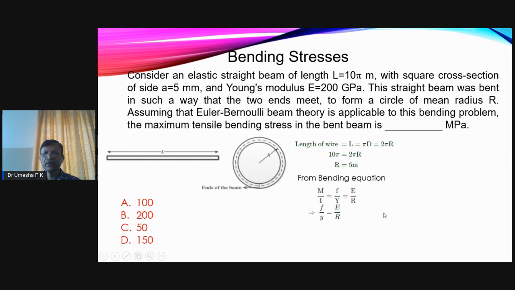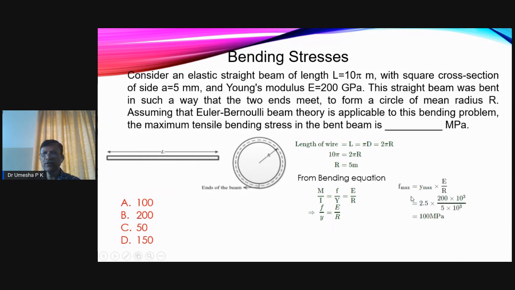So once you know the radius, from the bending equation, M by I is equal to F by Y is equal to E by R. So we are interested in F by Y is equal to E by R. We know the Young's modulus, which is given, and R we have calculated. So we wanted to calculate the tensile stress that is at the top.